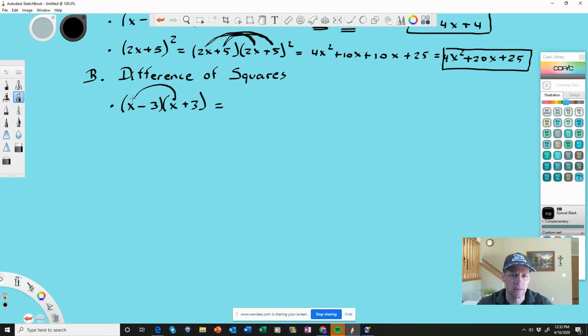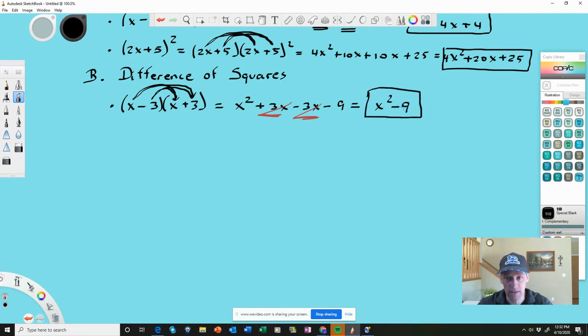We're going to multiply x times x, and we're going to get x squared. We're going to multiply x times 3, and that will give us 3x. Negative 3 times x is negative 3x, and then negative 3 times 3 will give us negative 9. Now notice, what do you see there? They're kind of like terms, but they have opposite signs. And therefore, these guys are actually just going to cross each other out. And therefore, your answer is simply going to be x squared minus 9.